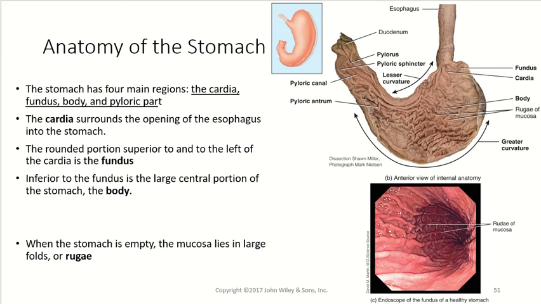So when the stomach is empty, the mucosa that lines it is going to lie in these really big folds called rugae. These folds, just like every other fold that we've got in the body, are fantastic for increasing the surface area so that more absorption can occur.